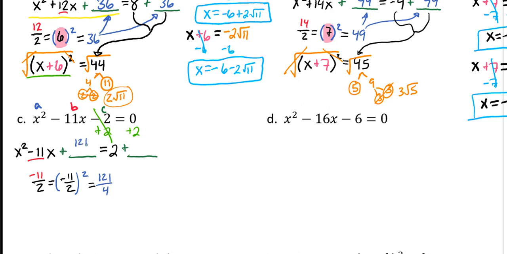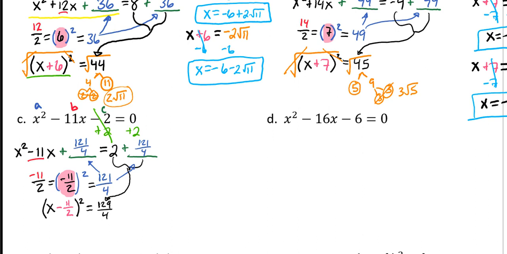So we're going to go ahead and plug that in to our leave a spaces. When we're writing this in factored form, that's going to give us x minus 11 over 2, because that's the number that we squared. Quantity squared equals, remember we're going to add 2 plus 121 over 4, which is going to give us 129 over 4. And now we're going to solve.